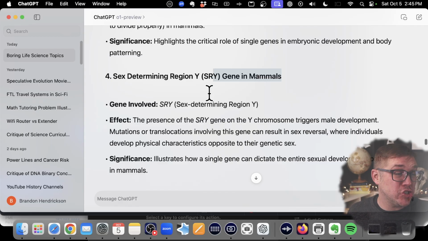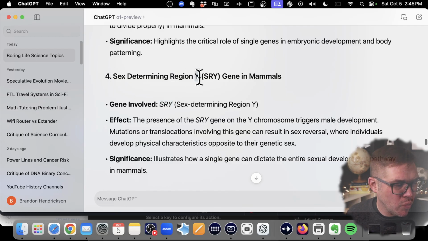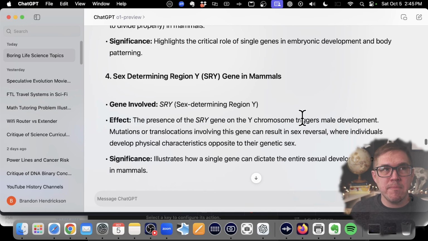Maybe the biggest one in all animals, period. The SRY gene, the sex determining region Y gene. SRY is what it's been called. It's on chromosome 15, I think, or 13. It is the thing that makes you have a male pattern of development. You think, well, it's the testosterone. Yeah, but what triggers the testosterone? Well, it's the Y chromosome.